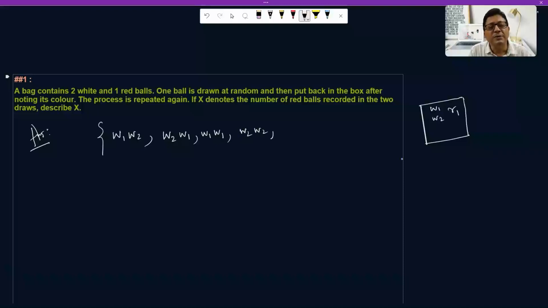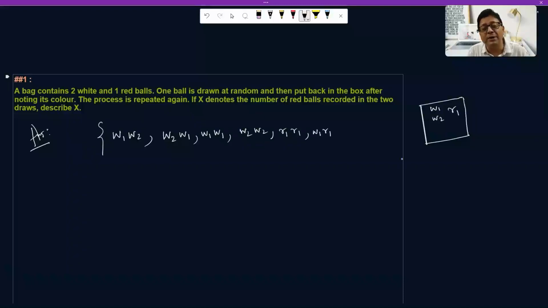So all the possibilities here I have considered with the white balls only. And then I am starting with the red ball. Red ball, what are the possibilities? First one red, second one also red. No other possibilities there. Now white with red combination, outcomes will be like this.